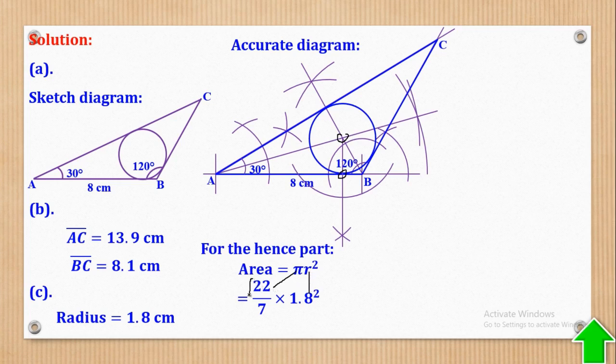Now this pi has two values and they didn't specify. You can use 22/7 or you can use 3.14. Both values will be okay. So the output will be 10.18. Now what if I had used 3.14? Let me see here with the calculator. So 3.14 multiplied by 1.8 squared, I'll come up with 10.17. So both values will be okay. You can get this one if you use this, or you get 10.17 if you use 3.14.